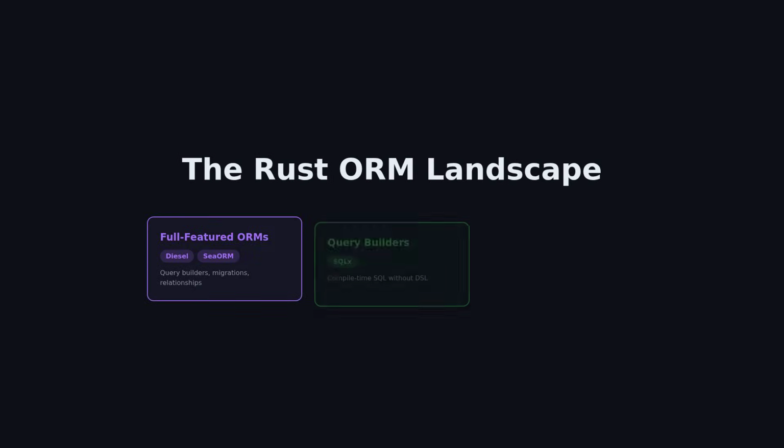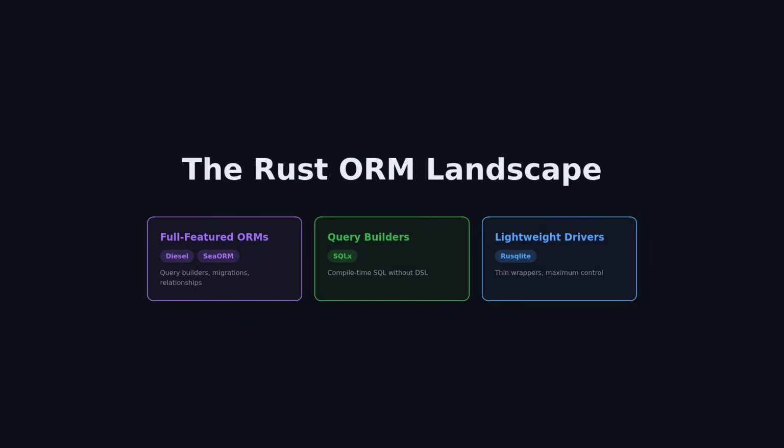Rust ORMs fall into roughly 3 categories. First, full-featured ORMs like Diesel and SeaORM. These provide query builders, migrations, schema management, relationships, and the full kitchen sink. They aim to handle every database interaction need. Second, query builders with compile time checking like SQLx. SQLx is technically not an ORM. It is a SQL toolkit. But it provides compile time verified queries without a domain-specific language. You write SQL, SQLx checks it at compile time.